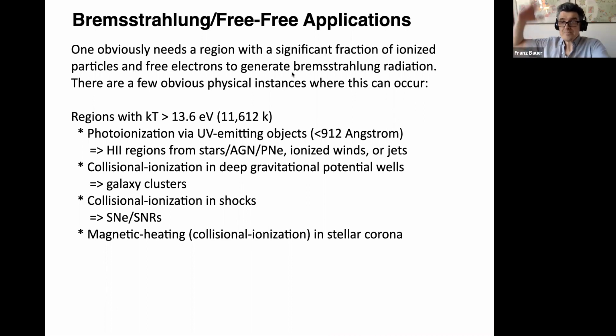The stellar corona, right, is one place where we have ionized regions. And so magnetic heating and then collisional ionization will generate these particles, which can then generate Bremsstrahlung. And so when we look at the sun in X-rays, we see that the halo, the corona glows, and it glows because of Bremsstrahlung radiation.